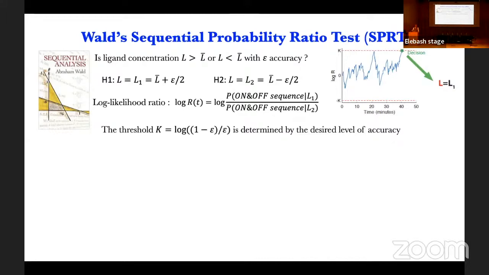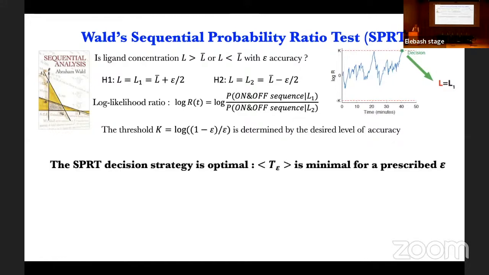And K is given by this expression here that I don't derive, but it can be derived quite easily. Now, this is optimal. So if I give you the error rate, you're guaranteed by the work of Wald that the mean decision time for this is going to be optimal. So you cannot beat this. Given epsilon, that's the minimal time of decision. It's going to be given by this.